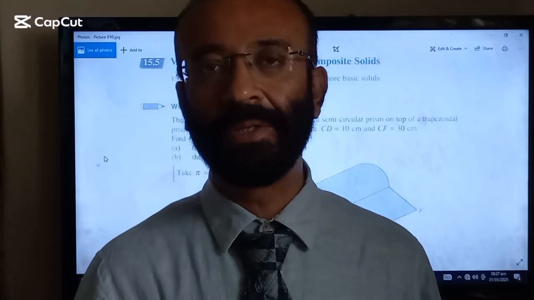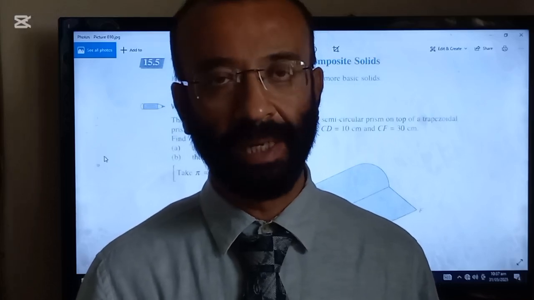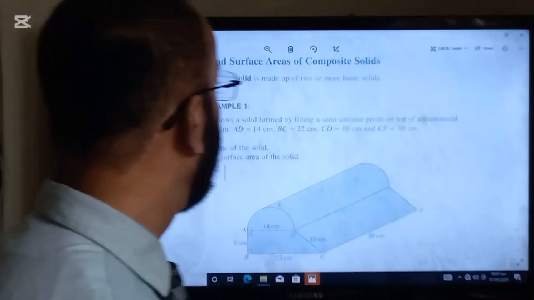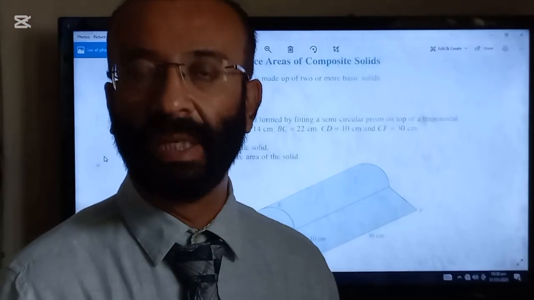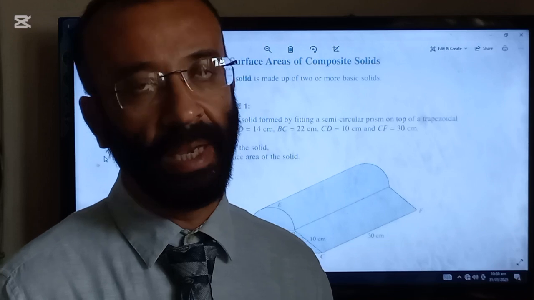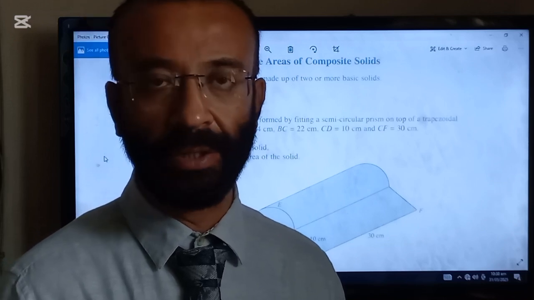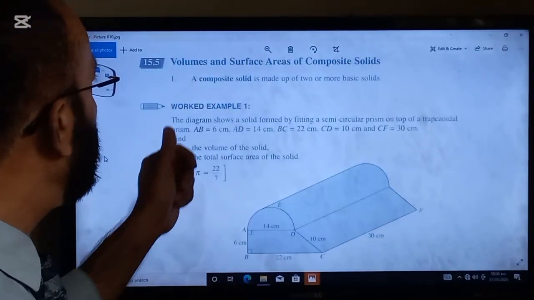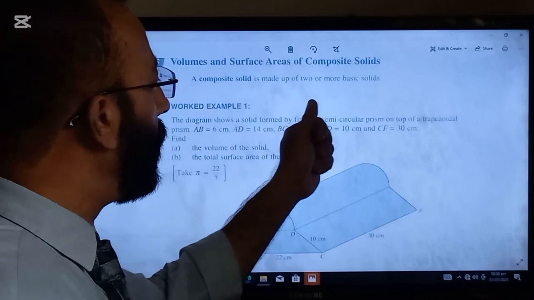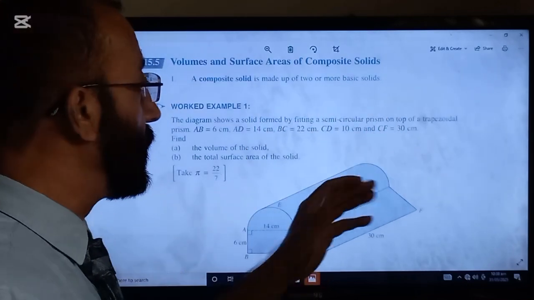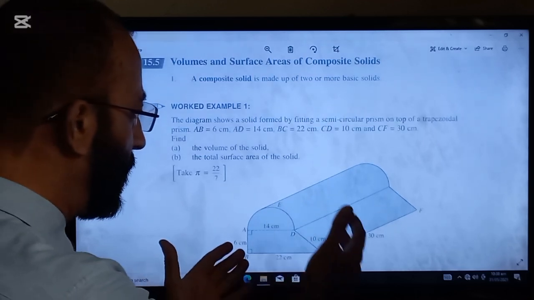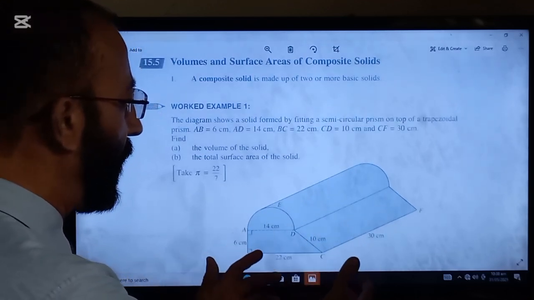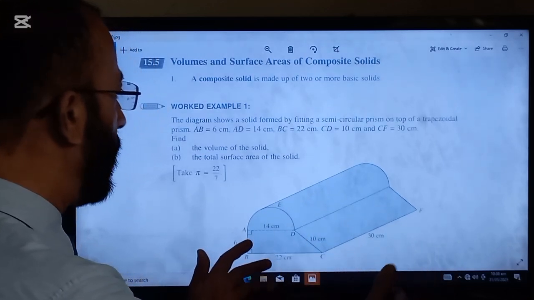Good morning, students. Today's topic, which we are going to start in mathematics, is the volume and surface area of composite figures. This is a somewhat difficult and tricky topic, so concentrate. A composite solid is made up of two or more basic solids. This is the definition of the composite solid. Like a figure, this is actually a combination of more than one figure.